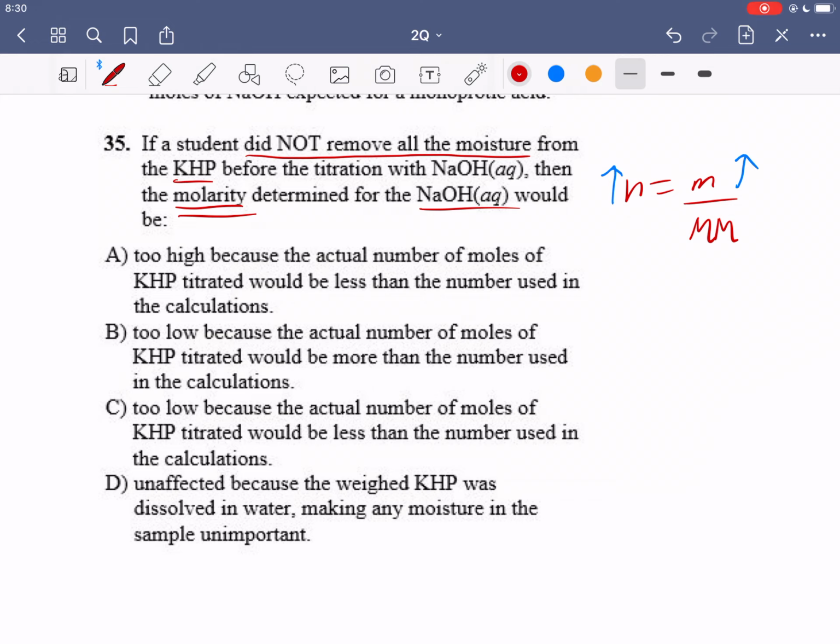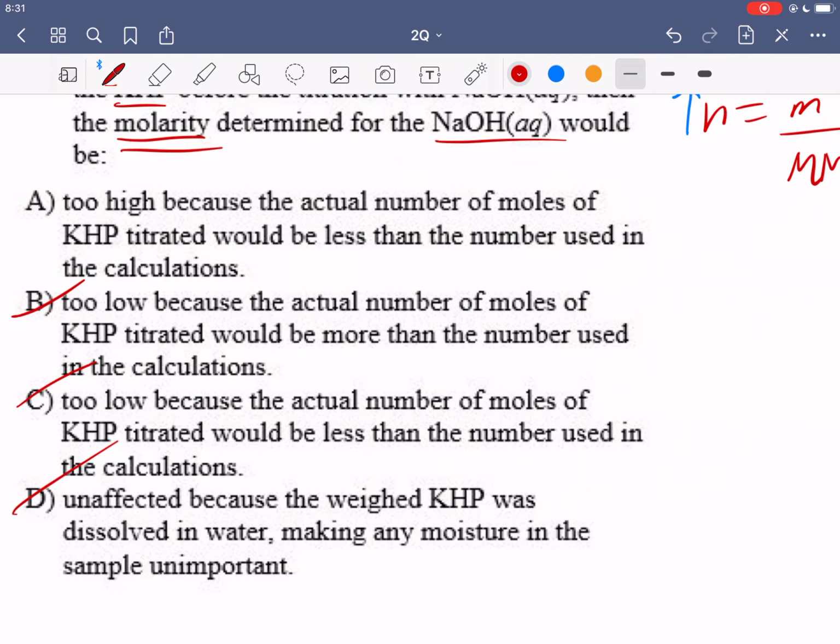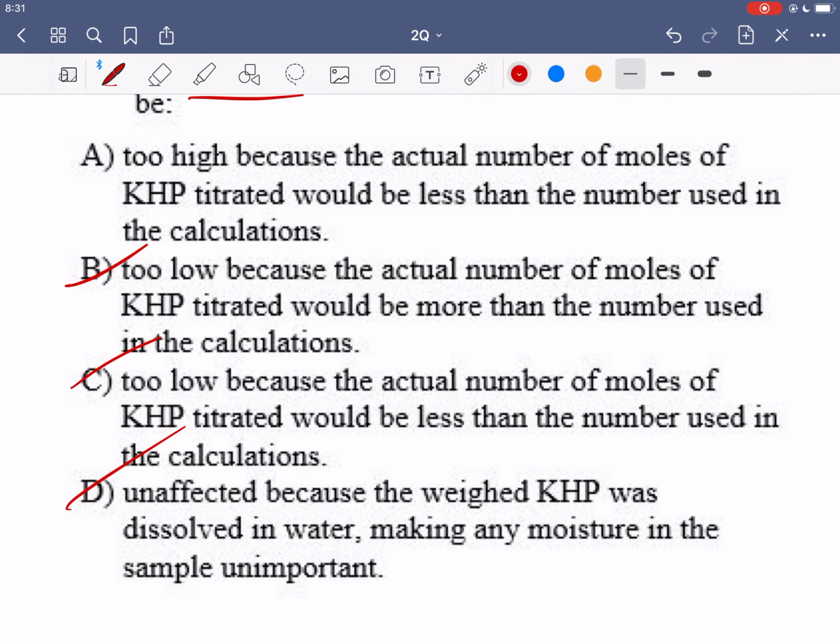Because they made a mistake, they assumed they had more KHP than they really did, therefore they used more NaOH, and then based on that more volume, they assumed that the molarity of the NaOH is higher than it actually is. So it's not too low. It's definitely not unaffected. And option D is saying it's unaffected because KHP was dissolved in water. No, you had to first weigh the KHP, and all the moisture should have been removed. When you were weighing the KHP, if the water was still there, it was affecting your calculations for weighing.